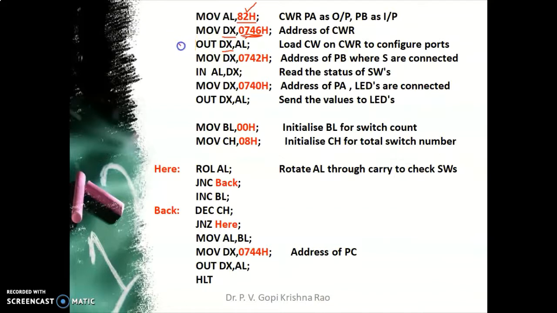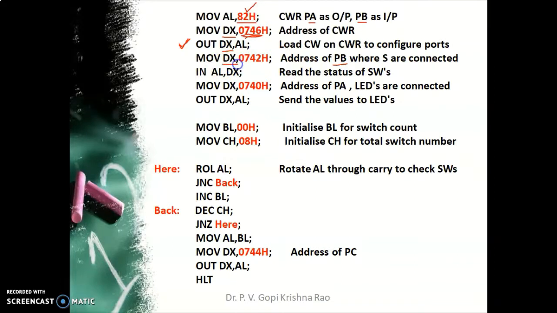Once this instruction, out dx comma al, is executed, your 8255 is configured with port A as output, port C as output, and port B as input port. So what's the next step? Once the ports are all configured, the next step is to read the status of the switches and update the information to the LEDs. Where are the switches connected? Switches are connected to port B.